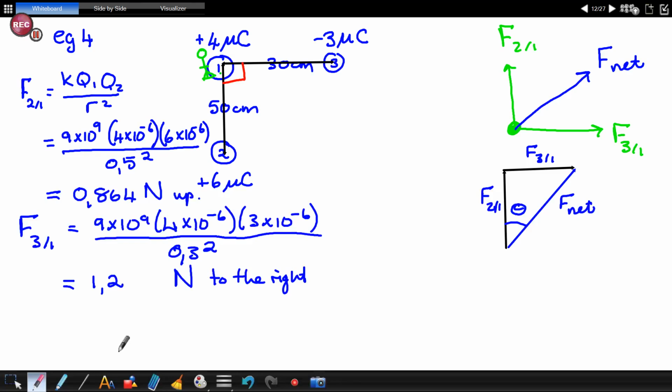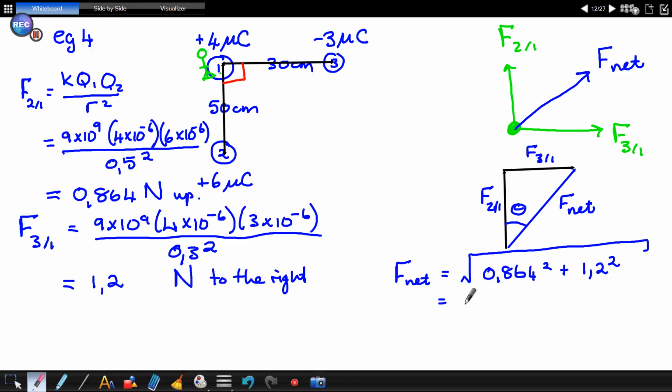Now, here is where our one struggle causes more struggle. F net would be the root of 0.864 squared plus 1.2 squared. That is 1.48 newtons. And there is no sense in doing this without getting the direction. So the angle between the two.